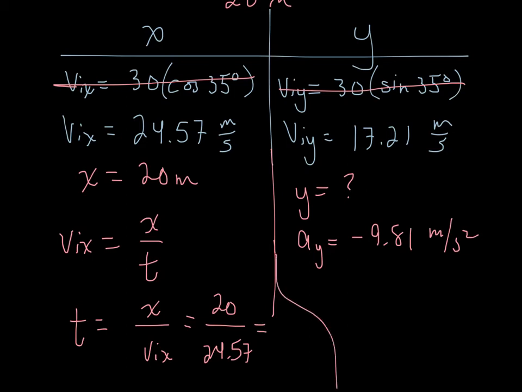What does that give me? 20 over 24. It should be around 0.8. 0.814. 0.814.